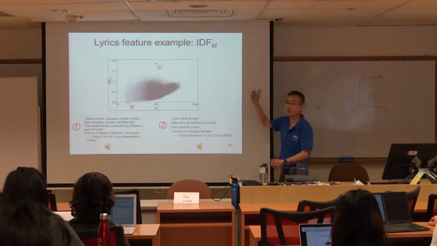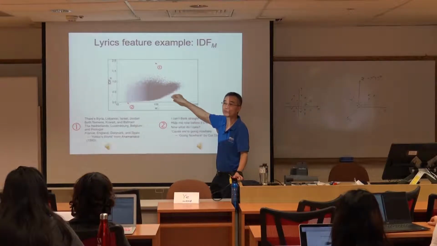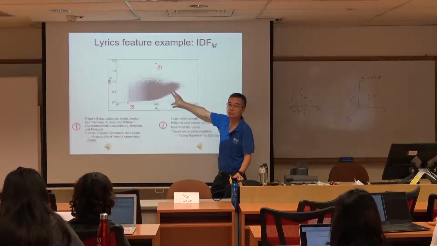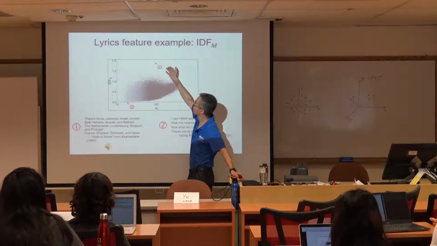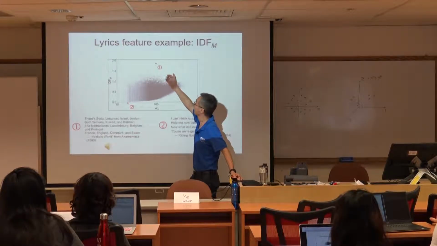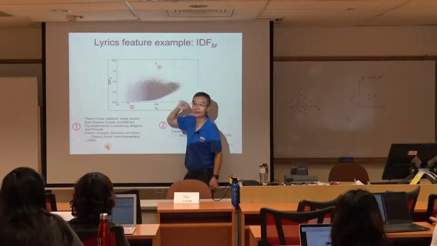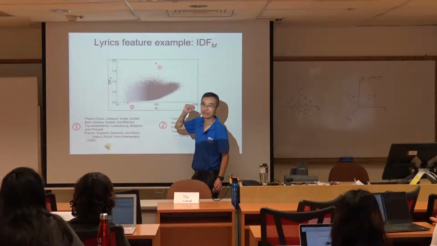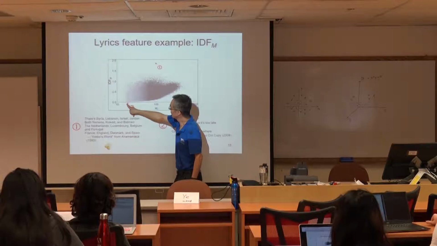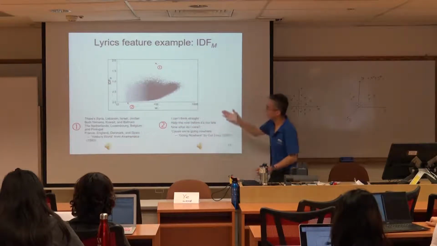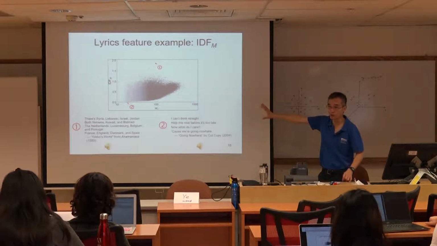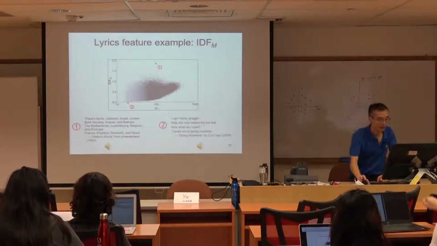So then when we project our million song dataset into this space, it looks like this. I was just curious, what are the extremes? For example, here this one is an outlier, and then here two is very low in this IDF, and pretty low in terms of words per song. And you can listen to this.